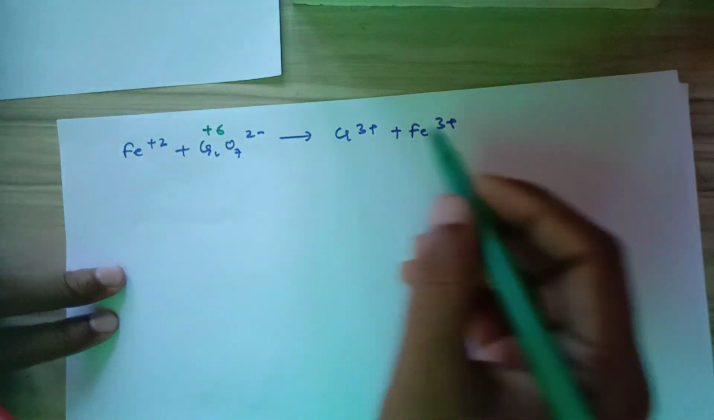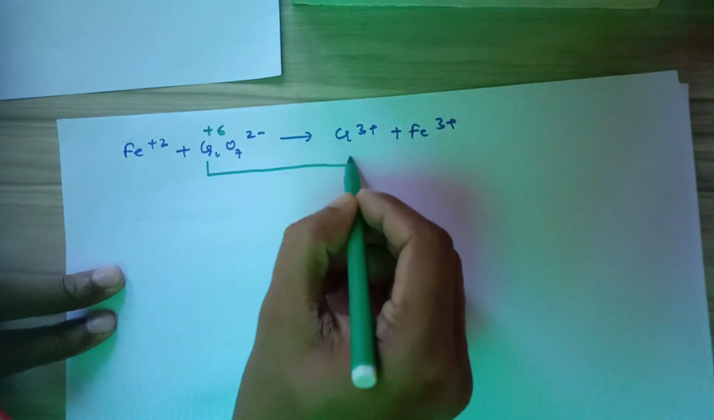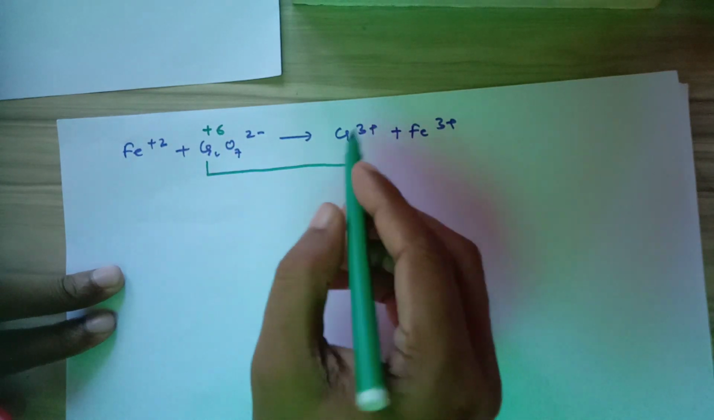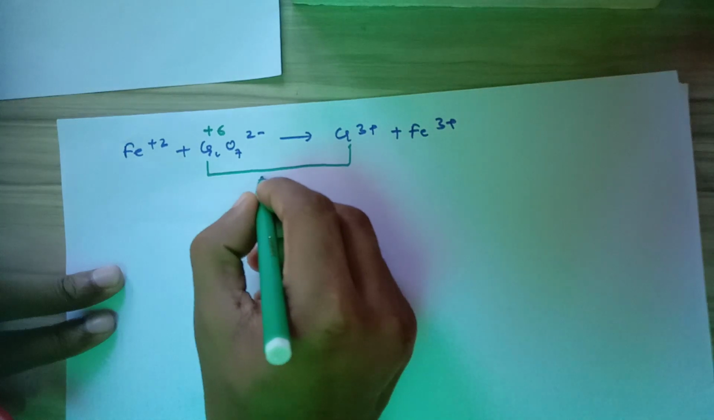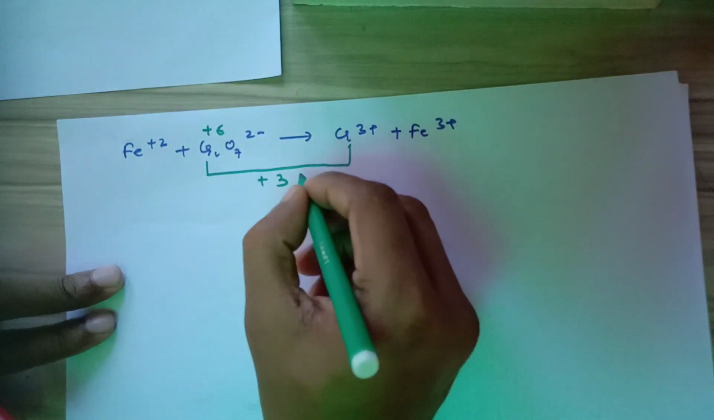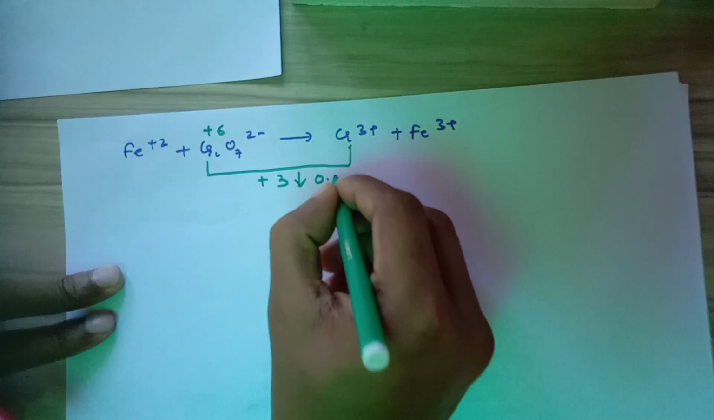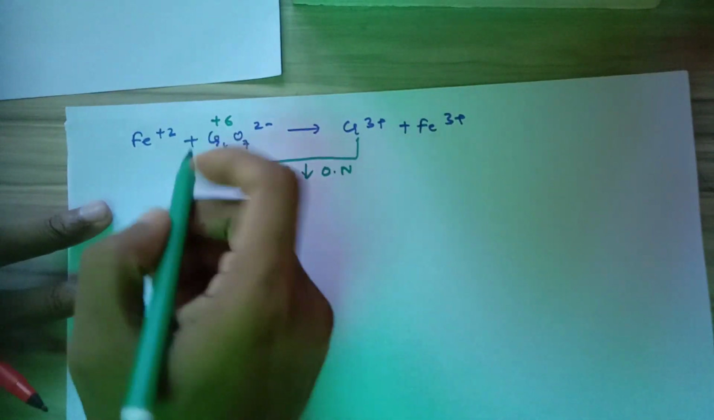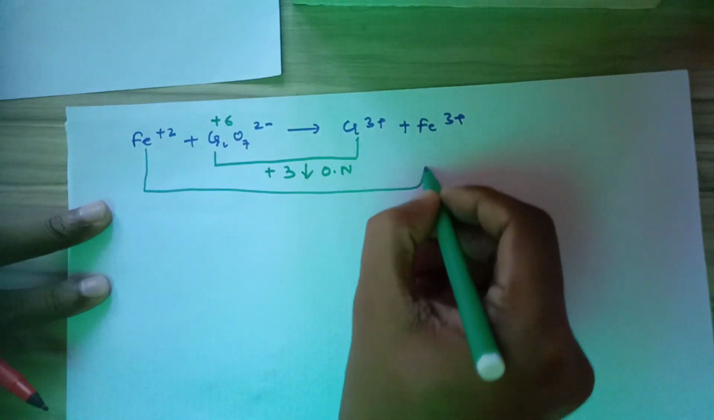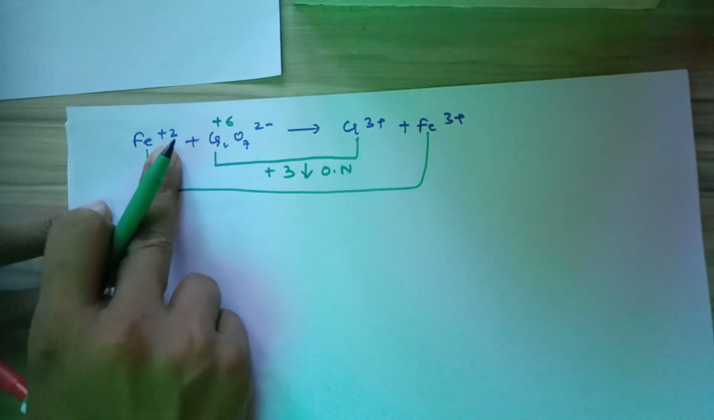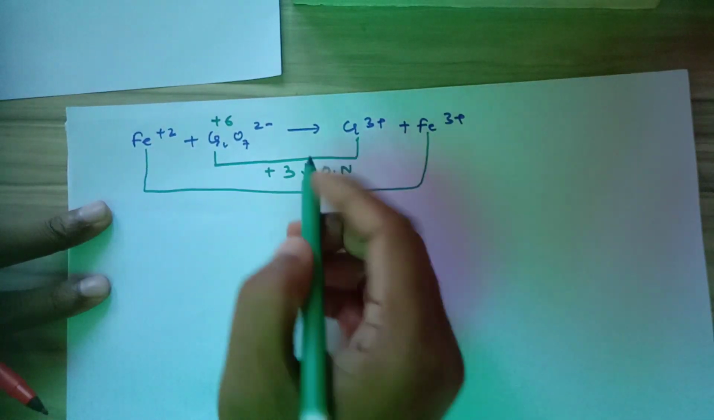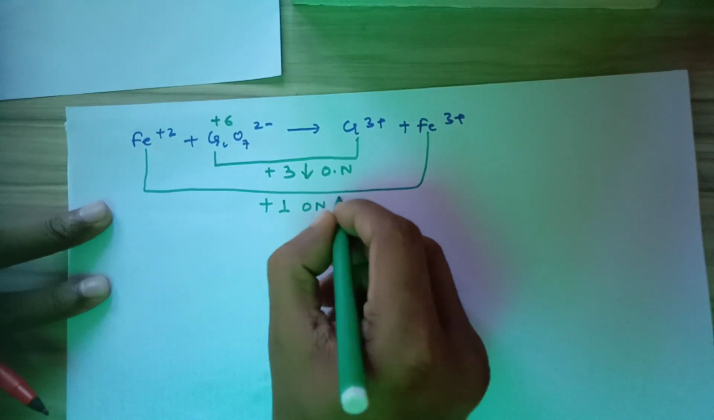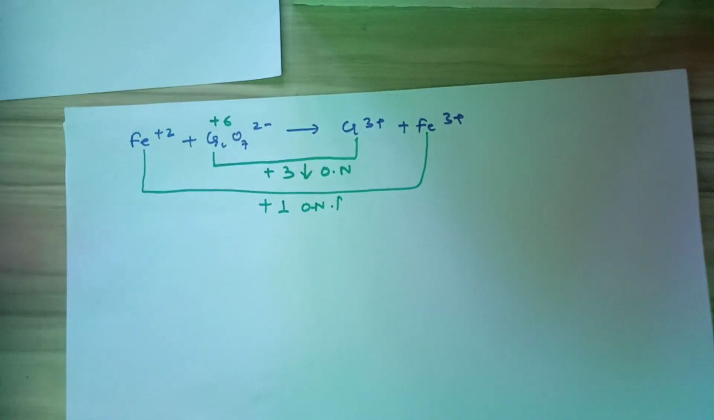Now here chromium is undergoing reduction. Here the charge is plus 6, but here it is 3 plus, so it is getting reduced by plus 3. It means oxidation number of chromium is getting reduced by 3, whereas for iron it is increasing by 1. Here there is plus 2 charge and here plus 3 charge, so its oxidation state is increasing by 1. Now rule number 2.